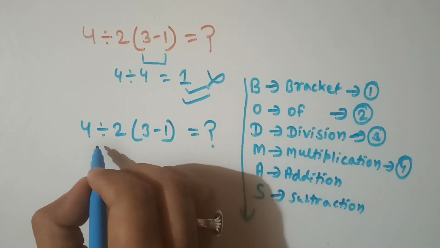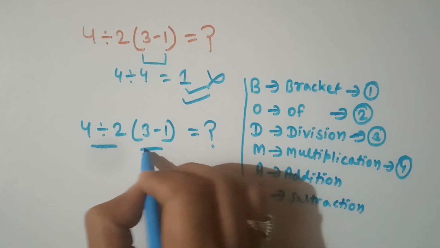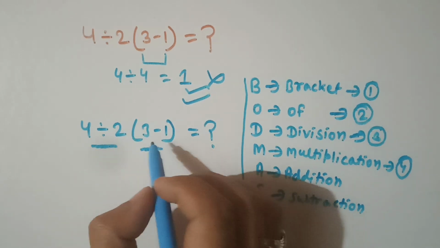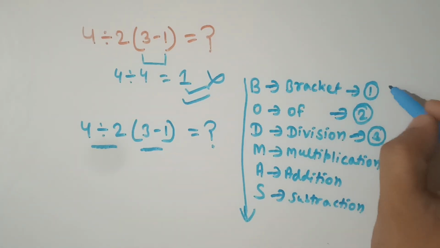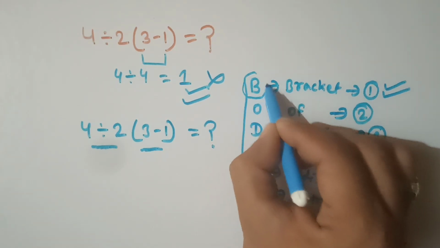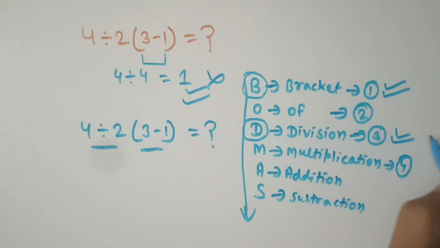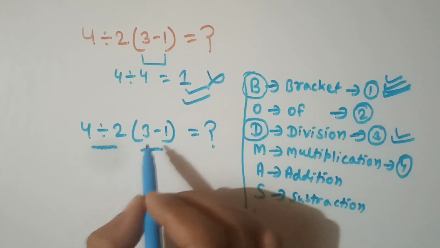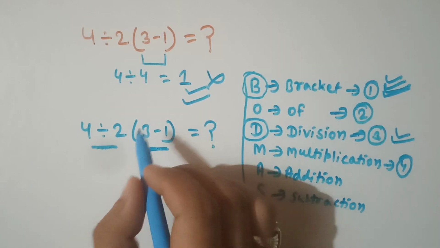So if we see this question, what can we see? We can see that a division sign is given in this part, and in this part a bracket sign is given, right? So what should you calculate first, this part or this part? According to this rule, bracket gets higher priority than division, because division gets third priority and bracket gets first priority. So we should calculate the bracket part first, right?